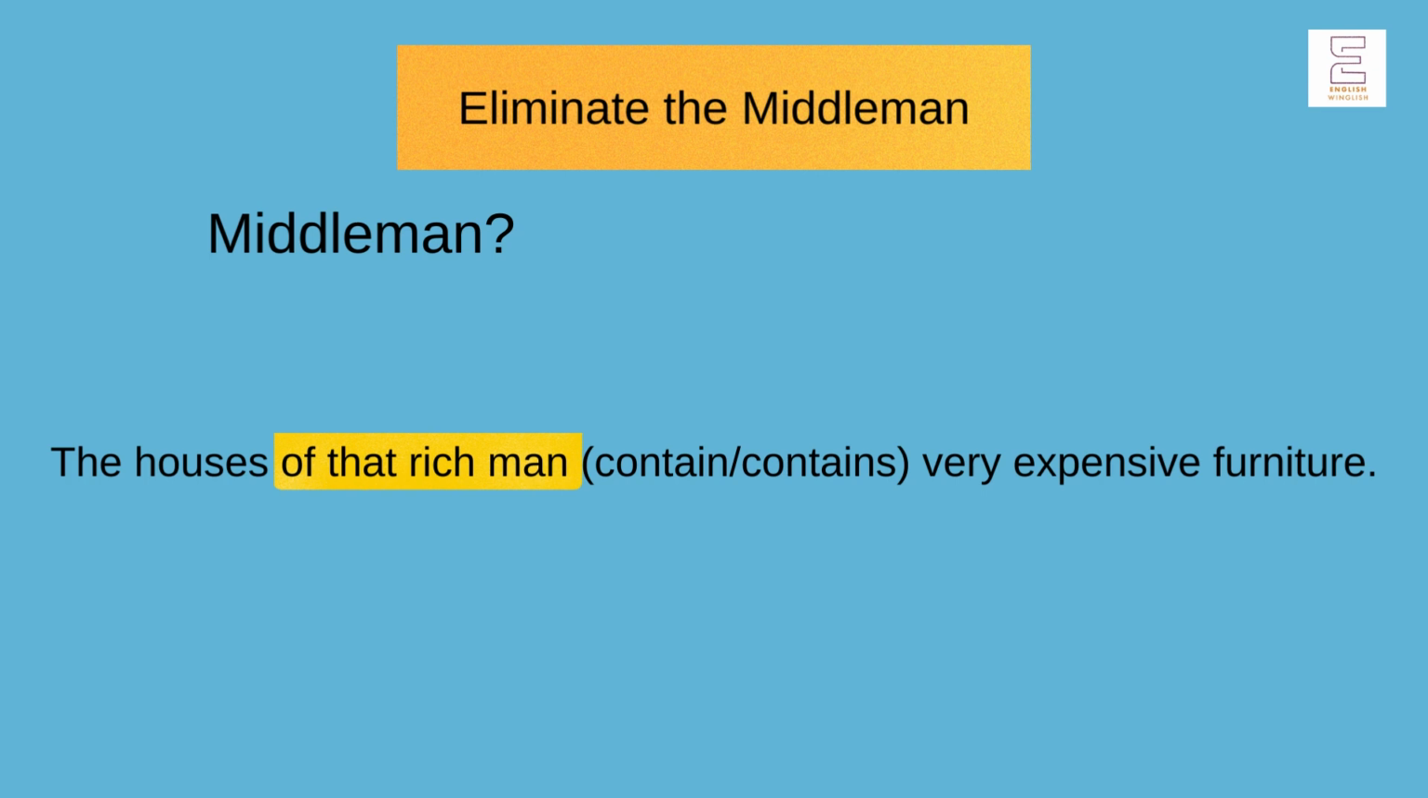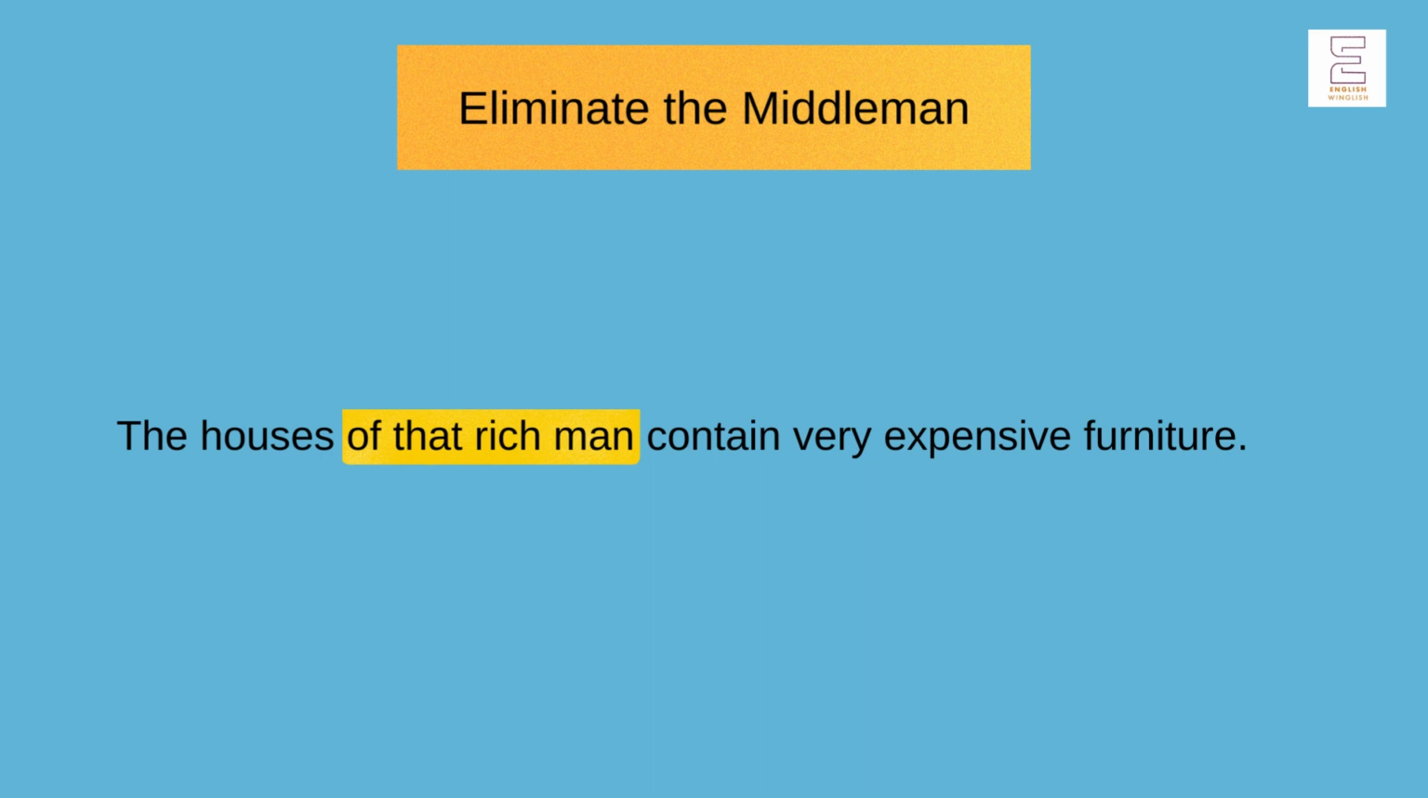So now we have found out that of that rich man is our middleman. So the man, which is a singular noun, will not have any effect on the verb. So the verb will take plural form because houses is the subject, and it is plural. So our correct sentence would be: The houses of that rich man contain very expensive furniture.